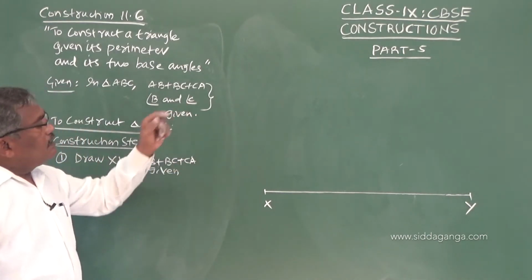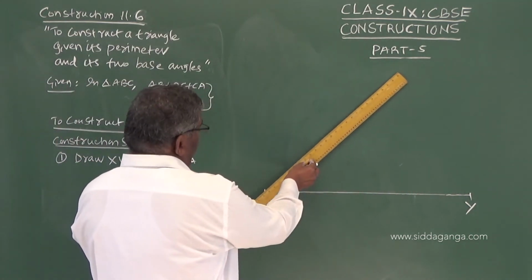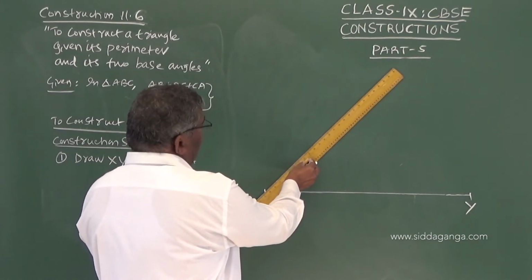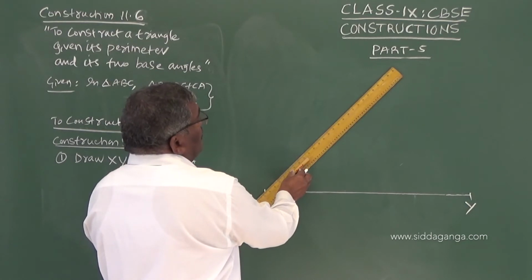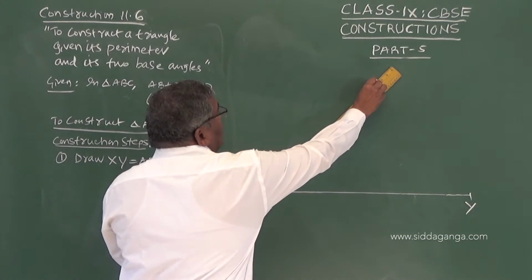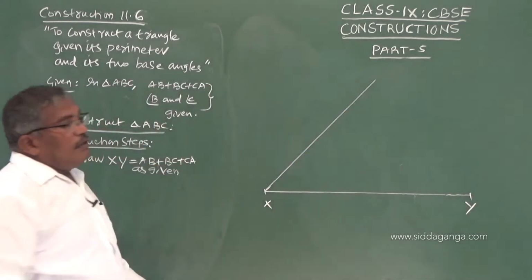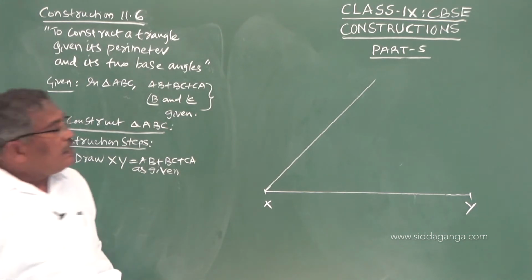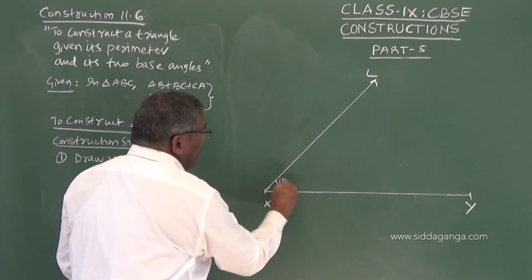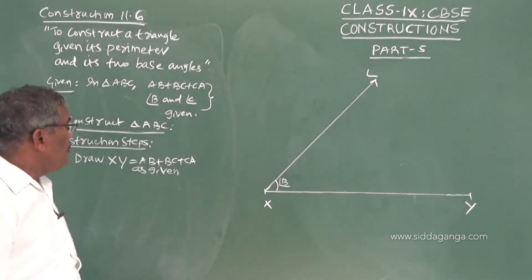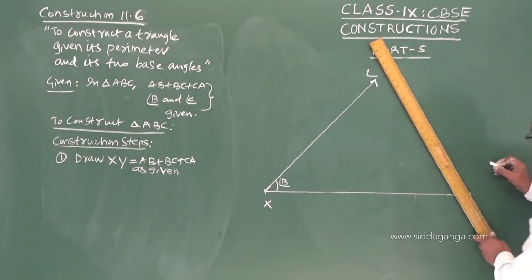Now, angle B is given, angle C is given. Now you construct angle B at X. Whatever angle B is, if 60 degrees is given, you draw 60 degrees. If 45 degrees is given, you draw 45 degrees. So I will call this line XL, and this angle is equal to angle B. You have to construct as per angle B. Similarly, at Y you construct angle C, whatever angle is given, you draw that angle.